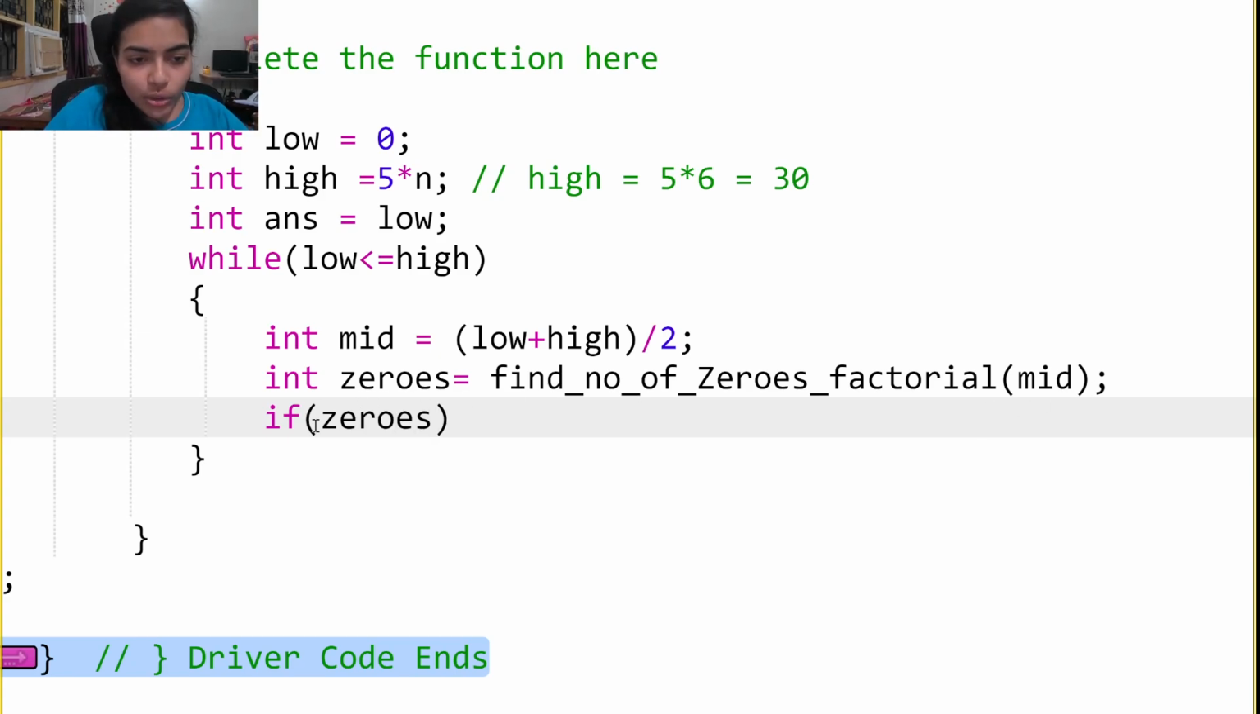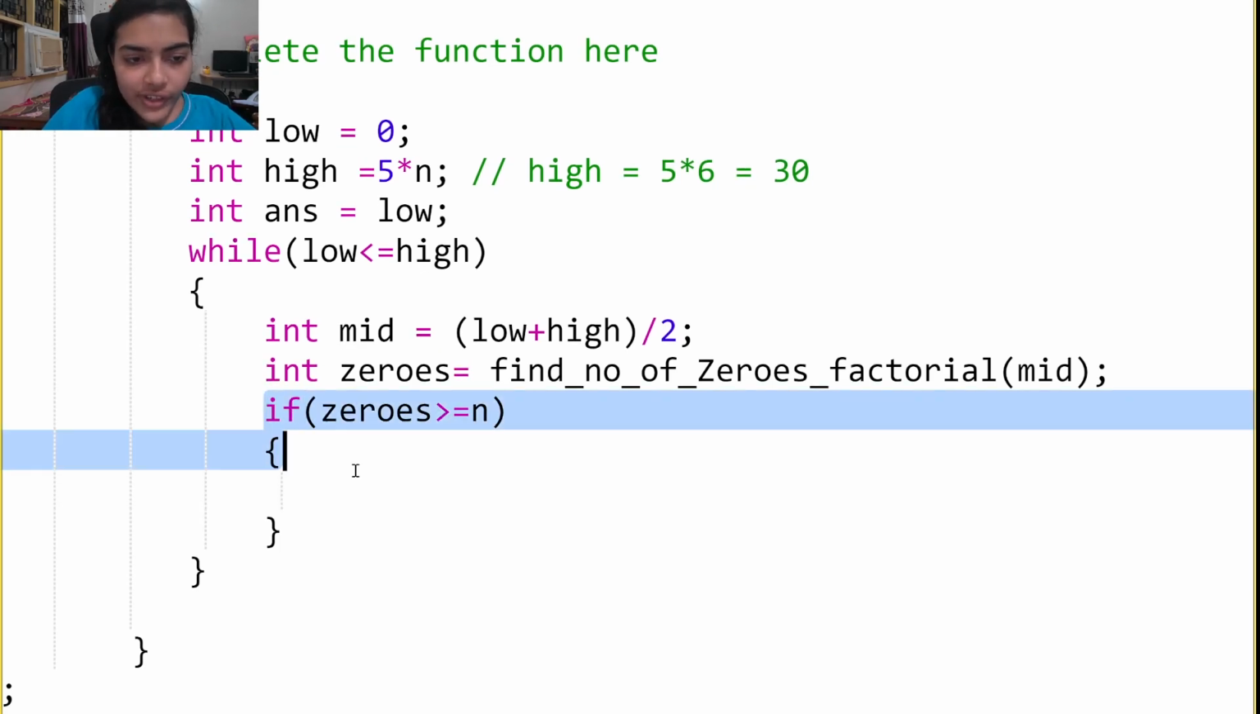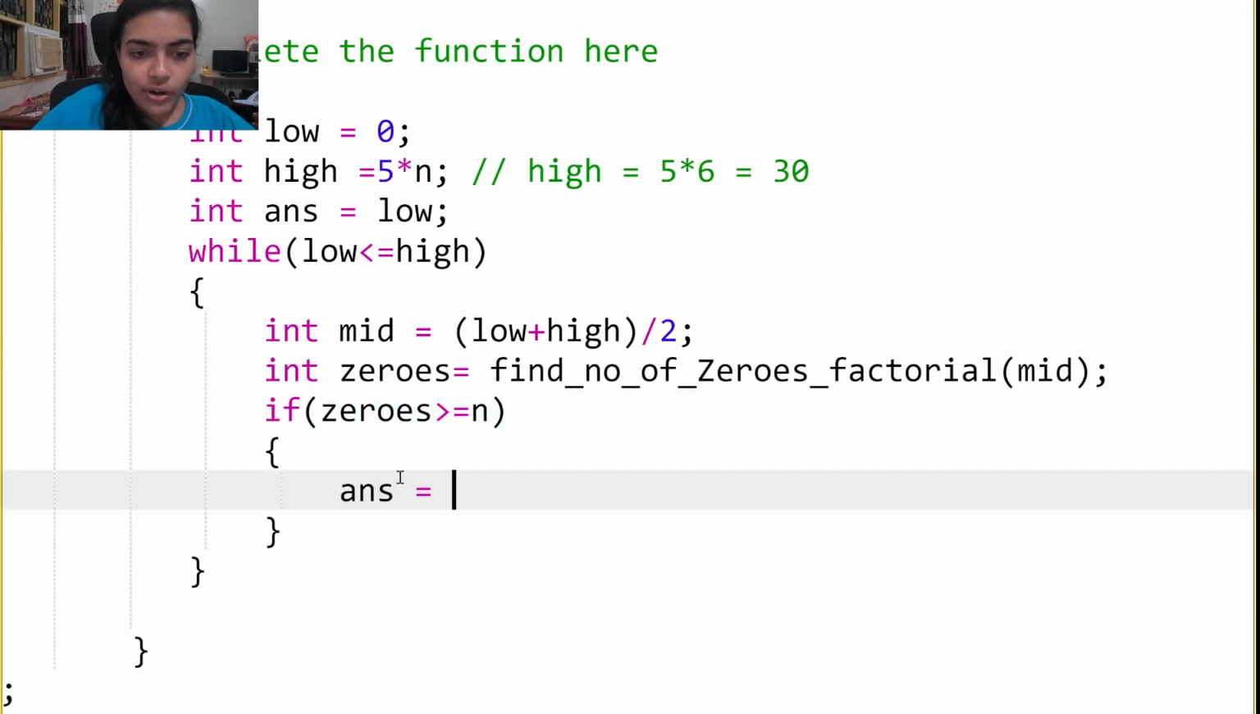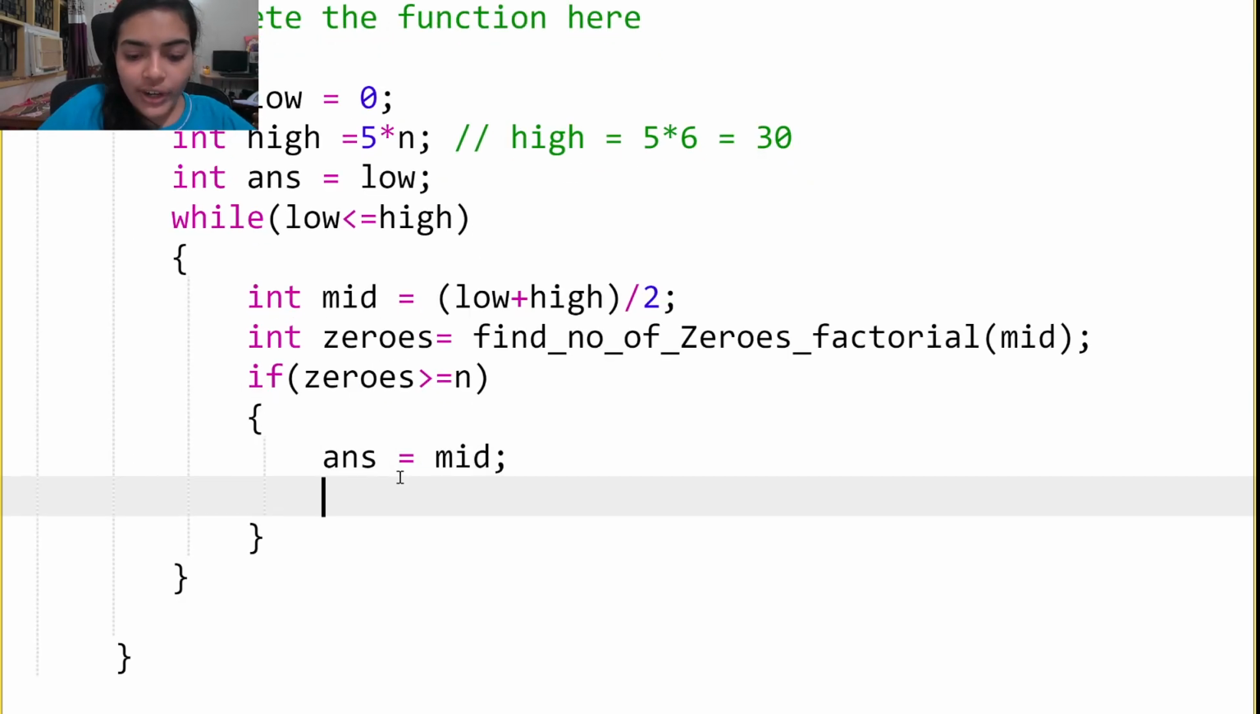Now the number of zeros that it received, if for example it is greater than equal to n, then it's awesome for us, right? We have found our answer. The number of zeros should be greater than equal to the given condition, which is n. At least we need 6 zeros in the answer, right? So in that case we have found our answer. Answer is equal to mid, but we will try to find a better answer.